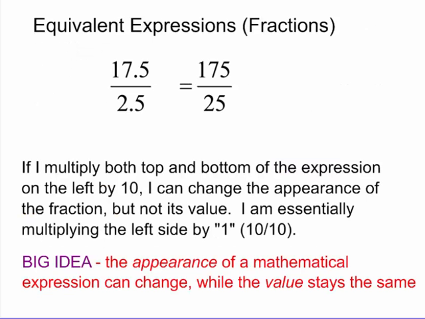One of our big ideas, as discussed in previous videos, was that equivalent expressions or equivalent fractions is the idea that two sides of an equation can have the same value or magnitude but look different. So in this case, 17.5 over 2.5, if I was to multiply both top and bottom by 10, would turn that into 175 over 25. But multiplying top and bottom by 10 is essentially the same as multiplying by 1. So I have not changed the magnitude, but I have changed the appearance, which is a big idea that we will take advantage of in the next few examples.